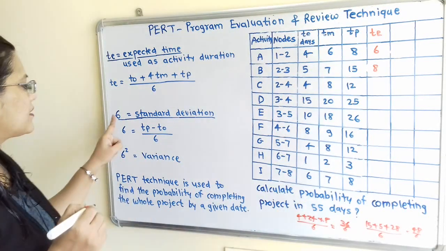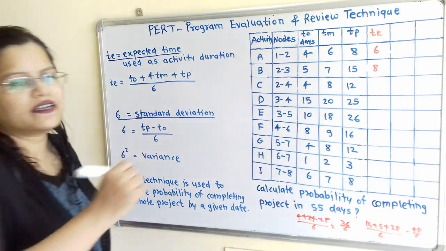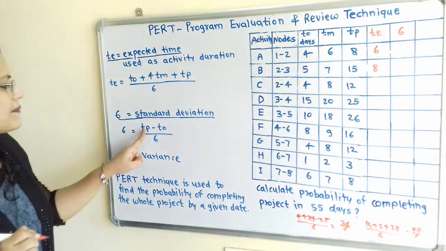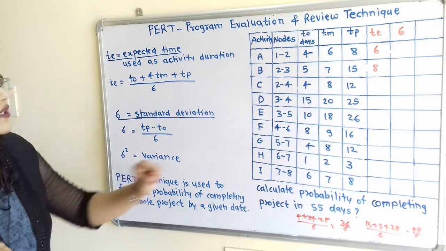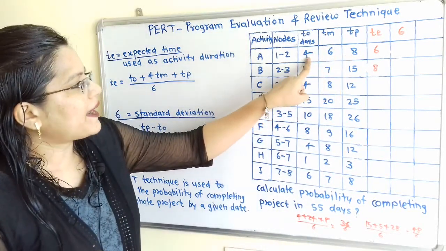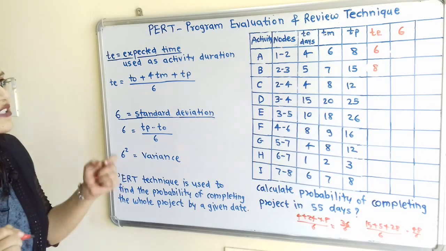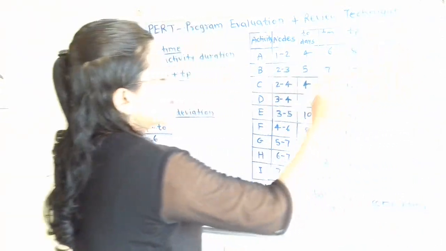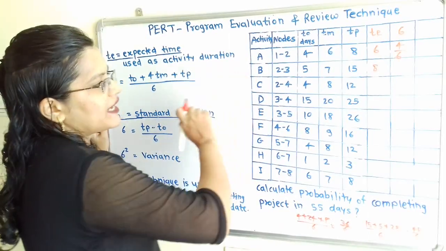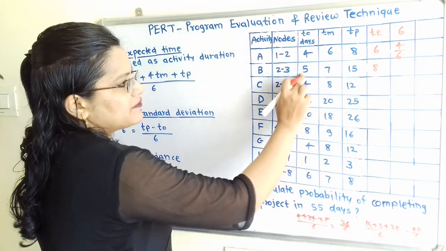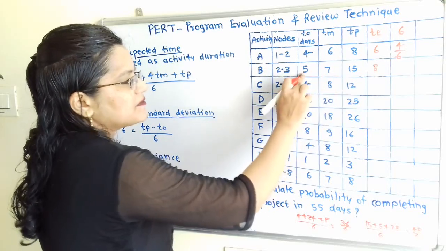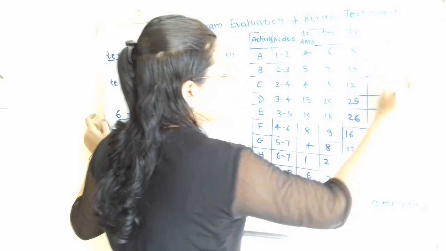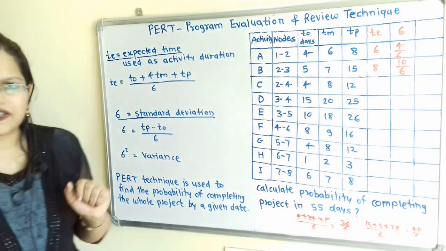Now the next parameter is sigma, that is the standard deviation. What is the formula to calculate sigma? Tp minus To divided by 6. So here Tp is 8 minus 4, by 6. So that is 4 by 6. Now in the same way we will calculate for activity B: 15 minus 5, that is 10 divided by 6. So this is the standard deviation.